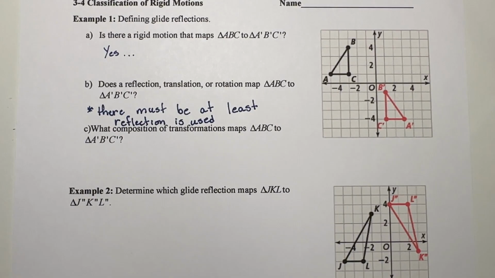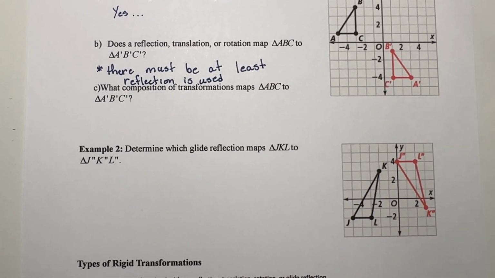Okay, so now this one is definitely going to vary. What composition of transformations maps A, B, C onto A prime, B prime, C prime? Okay, so this is one option. If you want to pause it right here and write down your choices, that's fine, because notice we don't have a lot of notes left. So, you know what? It's going to take you 30 seconds to write something down.